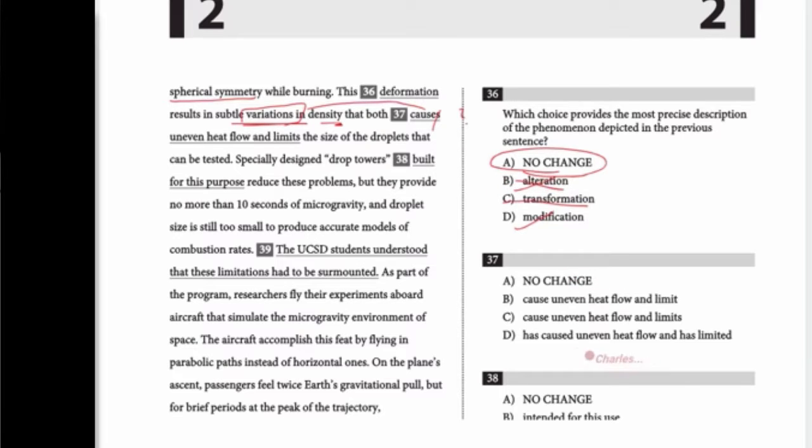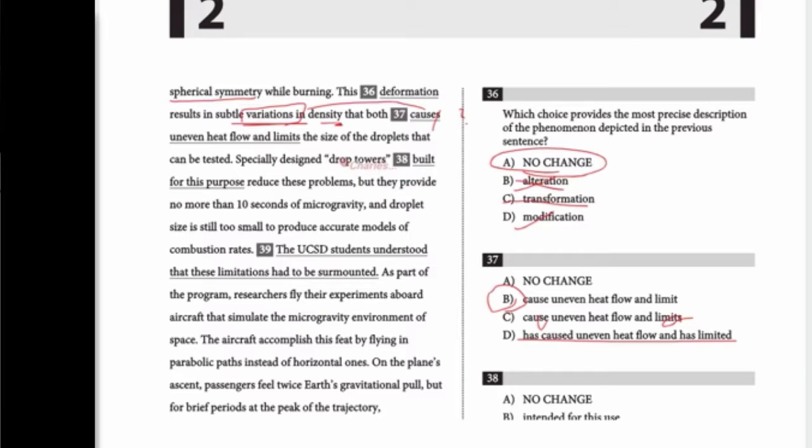So it's not with an S. It's not past tense. Anything here? Nope, it all seems to be present tense. So it's not D. So it's B or C. The variations, if I took out in density: variations that both cause uneven heat flow and limit the size of the droplets. Cause uneven heat flow. Okay, I wouldn't have limit and cause. So they cause and limit. Those are the two verbs. So they're consistent. B is consistent with the parallel structure. B is the correct answer for 37.